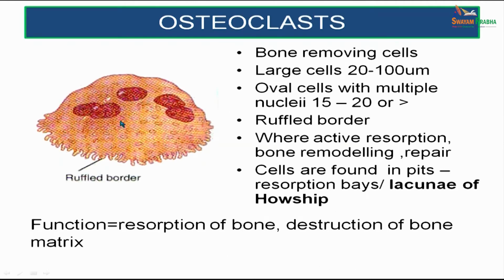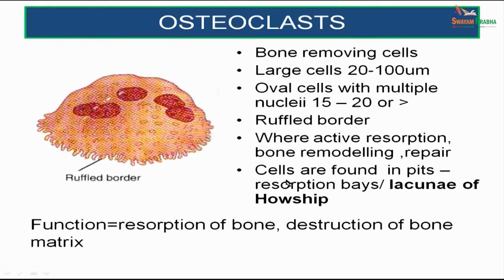Next we have the osteoclasts. The osteoclasts, they are bone removing cells. They are very large. Their size ranges from 200 to 100 microns. They are large oval cells with multiple nuclei, almost 15 to 20 or even more. They have one border which is very irregular, and it is called as ruffled border. They are present where active reabsorption or bone remodeling or repair is happening.